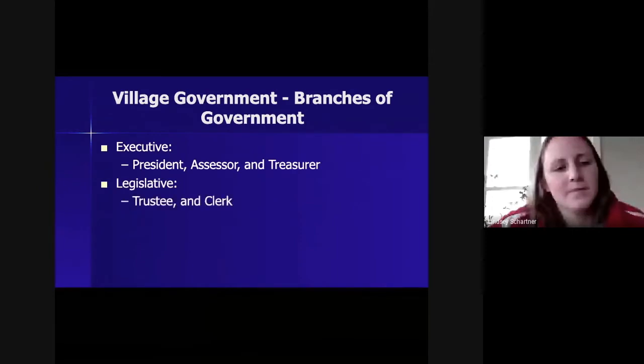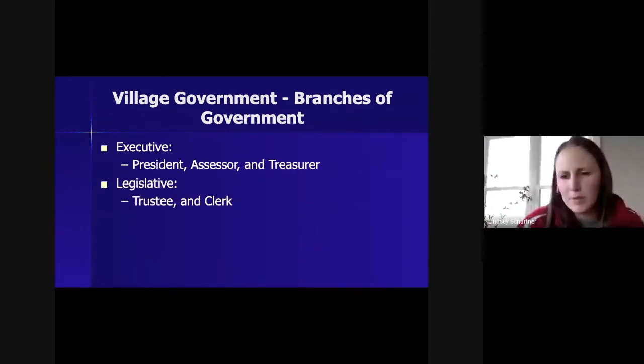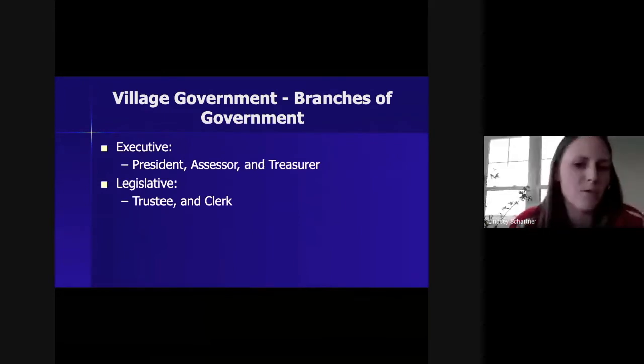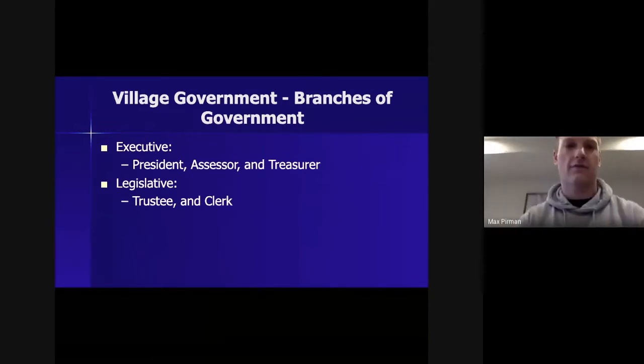For the legislature, you have the trustees and the clerk. Correct me if I'm wrong, Mr. Pearman, but the people we were bringing in on that government day were considered trustees, so Mr. Black and Ms. Smith. They would have come in to talk to you about their roles in getting out to the people, talking to them, and really acting on behalf of the citizens of the village.